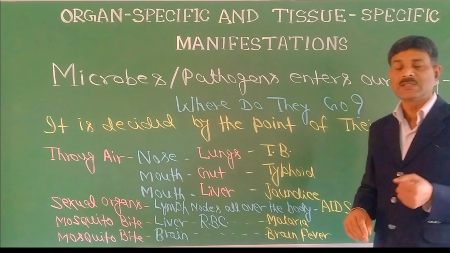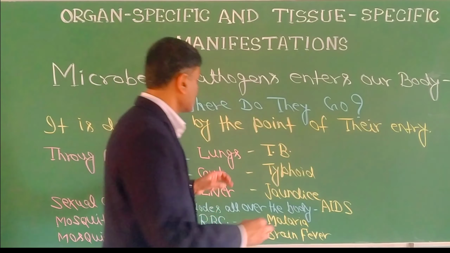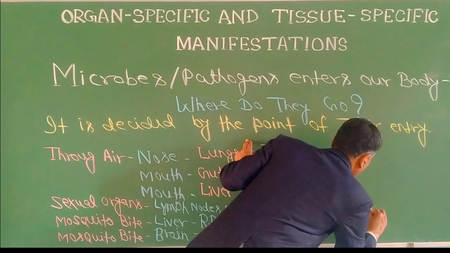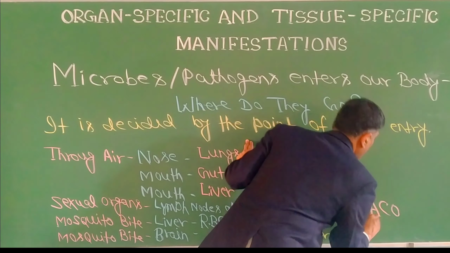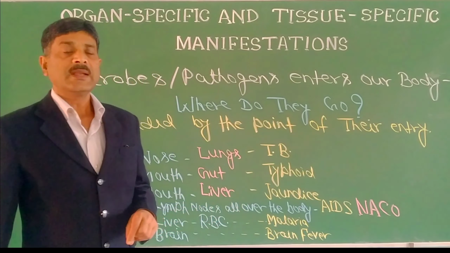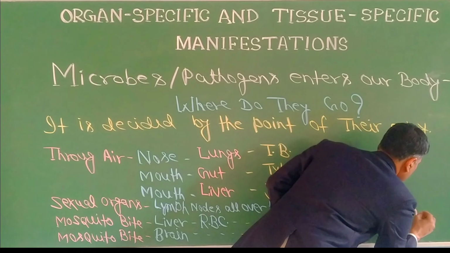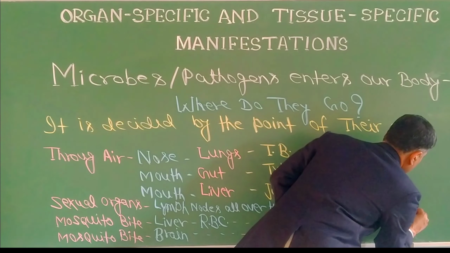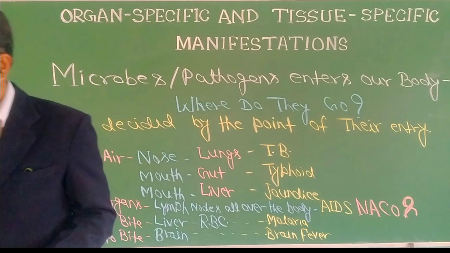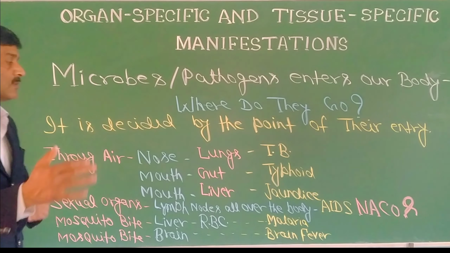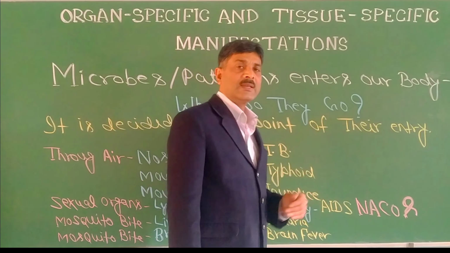There is an organization, NACO, for the control of AIDS. NACO, National AIDS Control Organisation, and its symbol is the Red Ribbon. The Red Ribbon is its symbol, that spreads the knowledge for safety from diseases like AIDS.